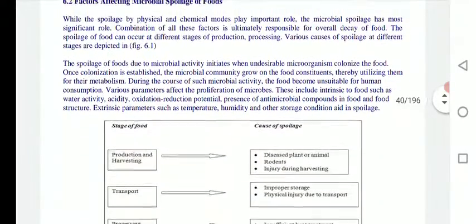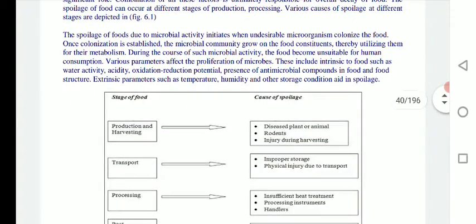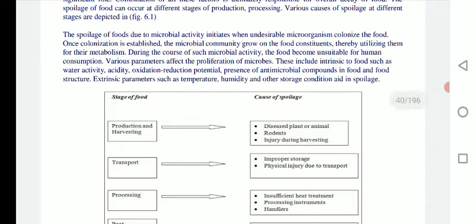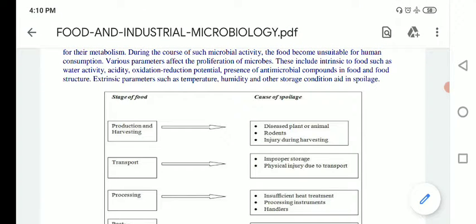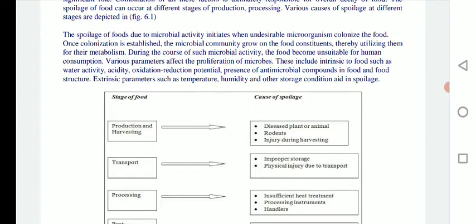If you see, the spoilage of food due to microbial activity initiates when undesirable microorganisms colonize the food. So what is microbial spoilage? When undesirable microorganisms colonize the food, and their growth and some metabolic products they secrete. Due to these activities we can say that food is spoiled due to microbial activity.